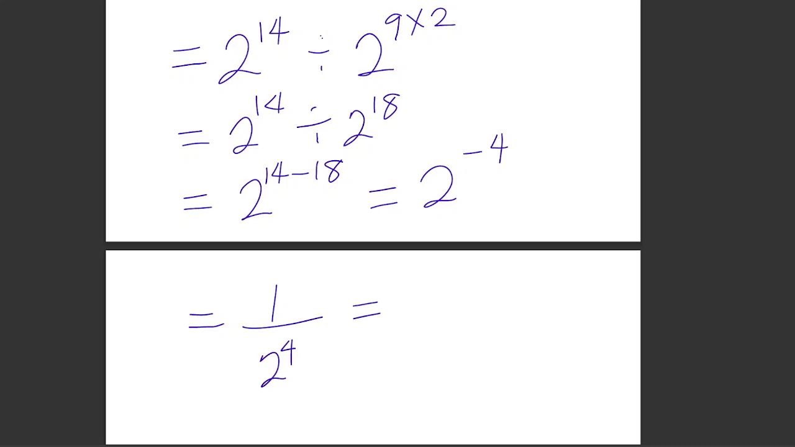So then we can have 1 all over 2 raised to power 4. Yes, Uncle. 2 raised to power 4 is 16. That is 2 times 2 times 2 times 2. That is 16. 2 times 2 is 4, 4 times 2, 8.